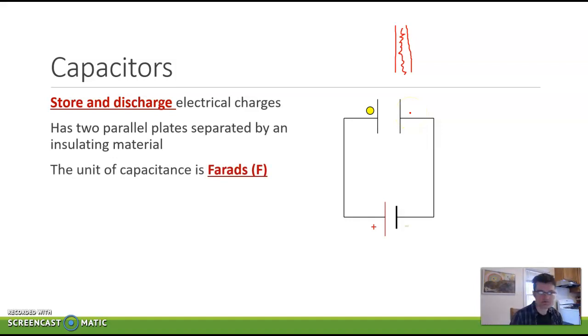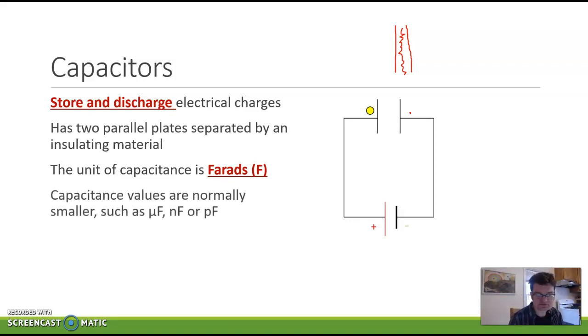We generally measure the units in farads. 1 farad is really big. To give you an idea, typically we measure the values in microfarads, nanofarads, or picofarads. Basically 1 millionth, 1 billionth, and 1 trillionth of a farad. If you ever come across a capacitor that has 1 farad and that is charged, do not touch it because it will hurt you pretty badly.